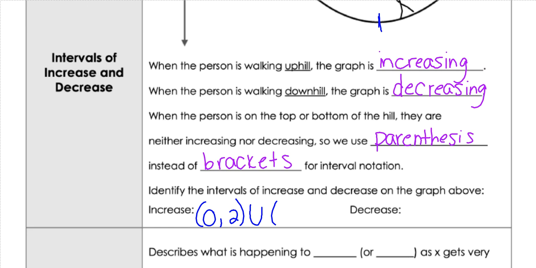He's also walking uphill again from 6 forever to the right, so going forward. Decreasing is in between those. So he's walking downhill from the x value of 2 to the x value of 6. So that's what my notation would look like for increasing and decreasing.